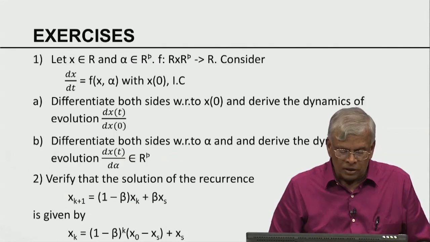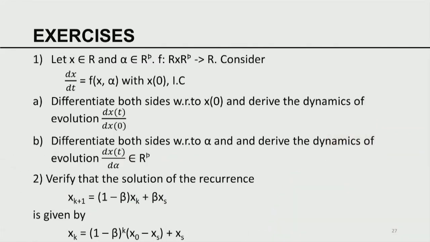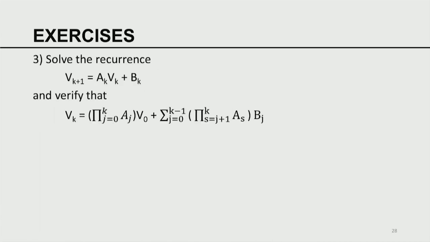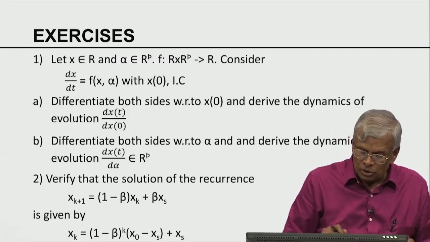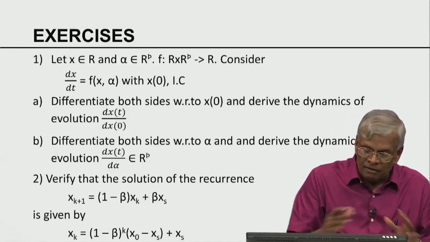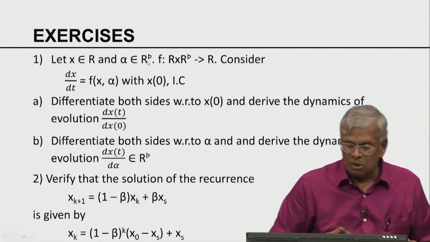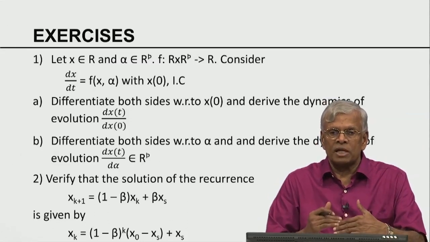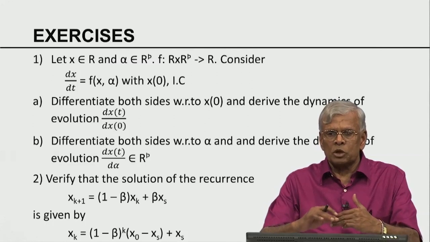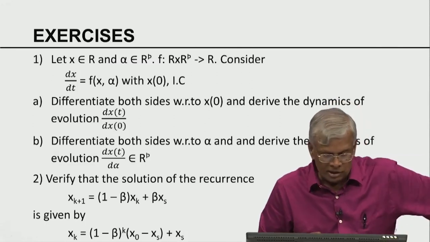So what are we going to ask you to do? That is what problem 2 is all about. Verify that the solution of the recurrence is given by this. We also want you to be able to solve the recurrence relations that were given in the previous slides. I also want you to be able to derive, for the continuous time dynamics, but that is problem number one, I would like you to differentiate the continuous time dynamics and derive the dynamics of evolution for the forward sensitivities, both with respect to the parameter and the initial conditions.